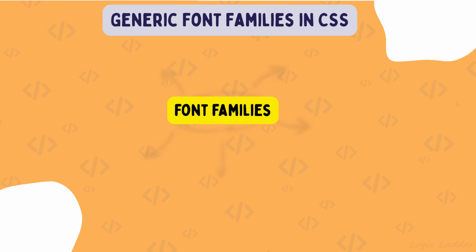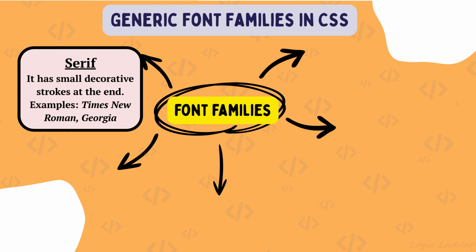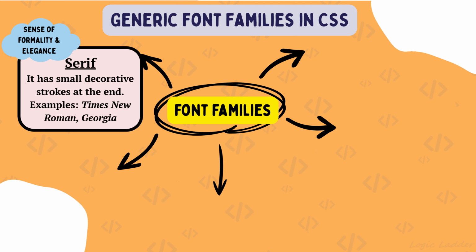There are 5 generic font families in CSS. Number 1 is serif. It has small decorative strokes at the end. Examples of serif fonts are Times New Roman and Georgia. It creates a sense of formality and elegance.